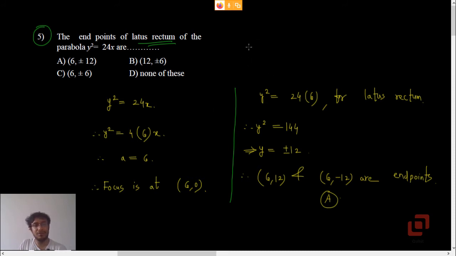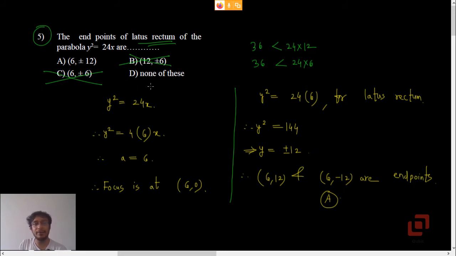Let's check B first. Y squared is 36 and 24x is 24 into 12. So clearly 24 into 12 is greater than 36, so B is not right, because the endpoints of the latus rectum lie on the parabola. If you check option C, LHS or y squared is 36, RHS is 24 into 6, again it is greater than 36, so also not option C. So it is either A or D.